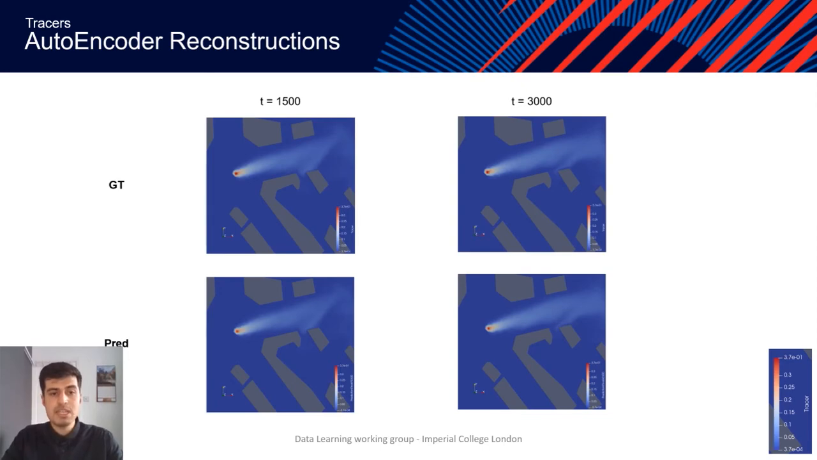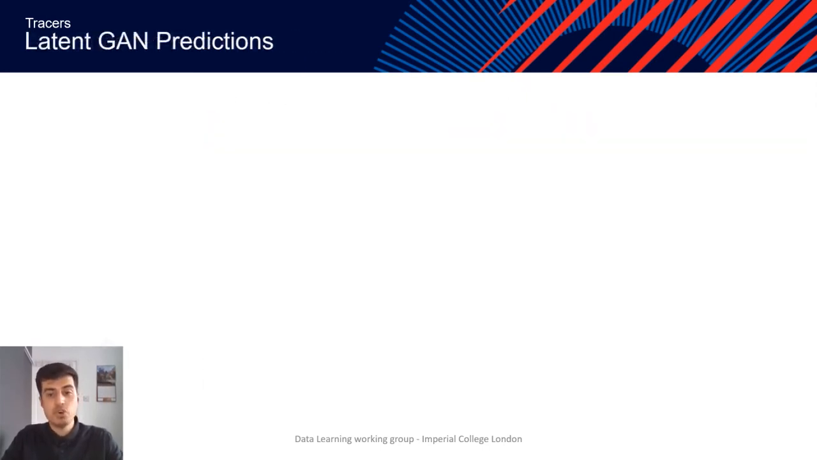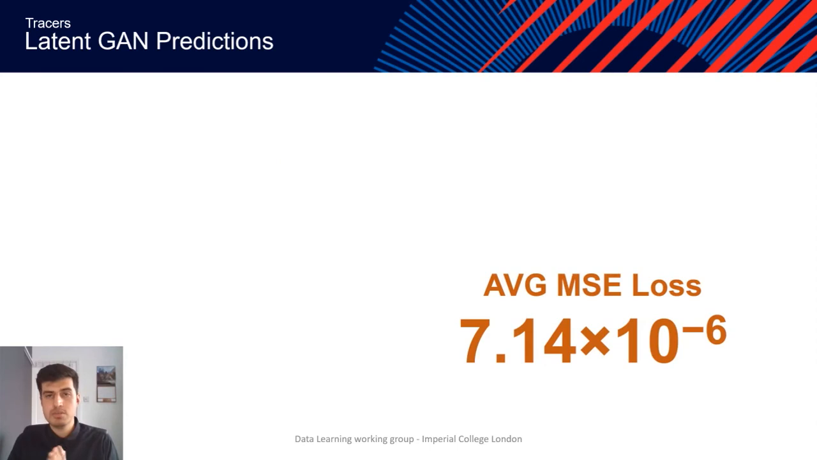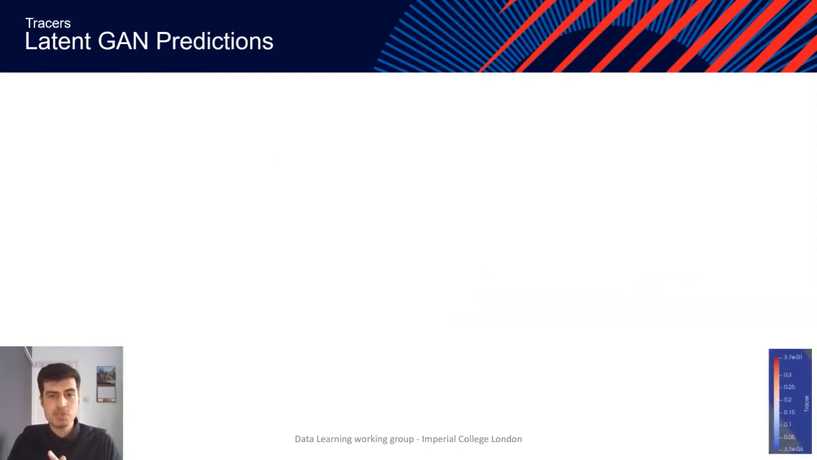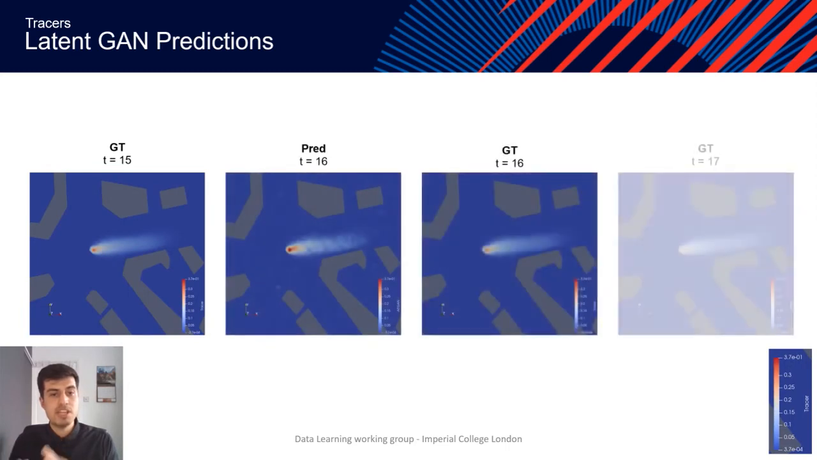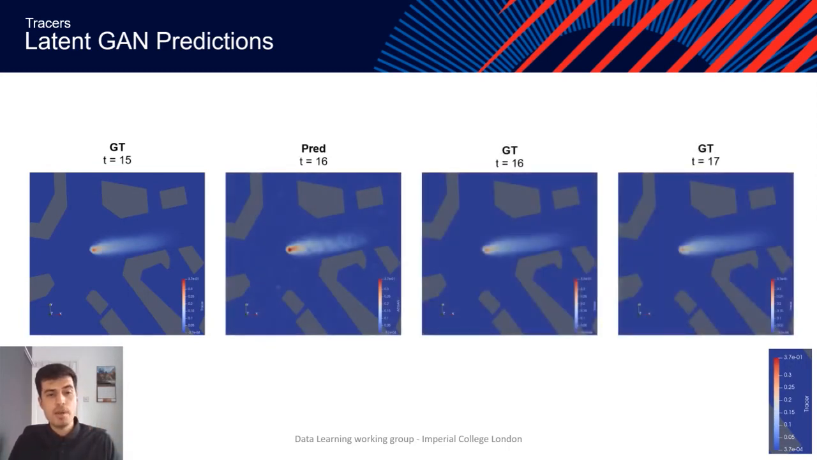Moving on to the latent GAN predictions for tracers. The final GAN was trained for 400 epochs, achieving an average mean squared error loss of 7.14 times 10 to the minus 6. Here we showcase interpolated predictions where the final two timesteps have been used to train the model, but the first one has not. We note that the flow shapes as well as intensities are generally quite good.